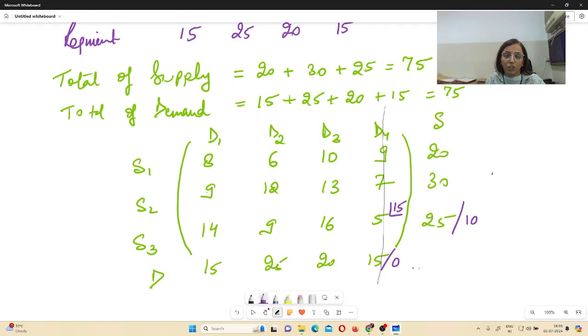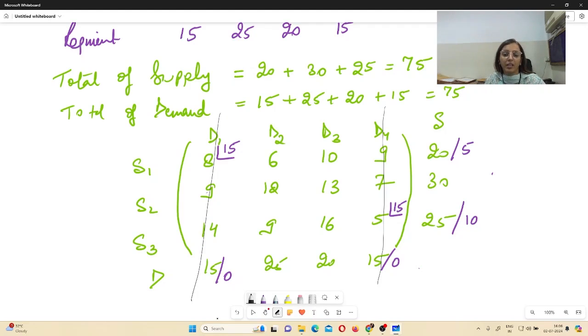So I give the allocation to 8 as much as 15 over here. The demand, that is the requirement of this D1, but the supply is 20. So yes, but we can give it as required, maximum 15 units. So we gave 15 units. So the remaining balance will be 0, and here the remaining balance will be 5. Right. So this allocation is done. That is allocation done. Right.